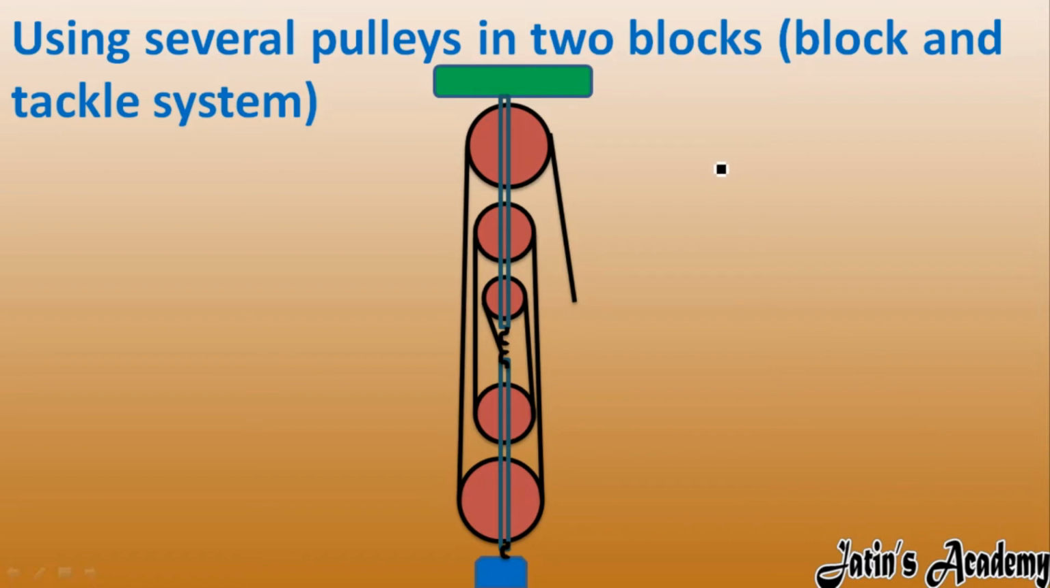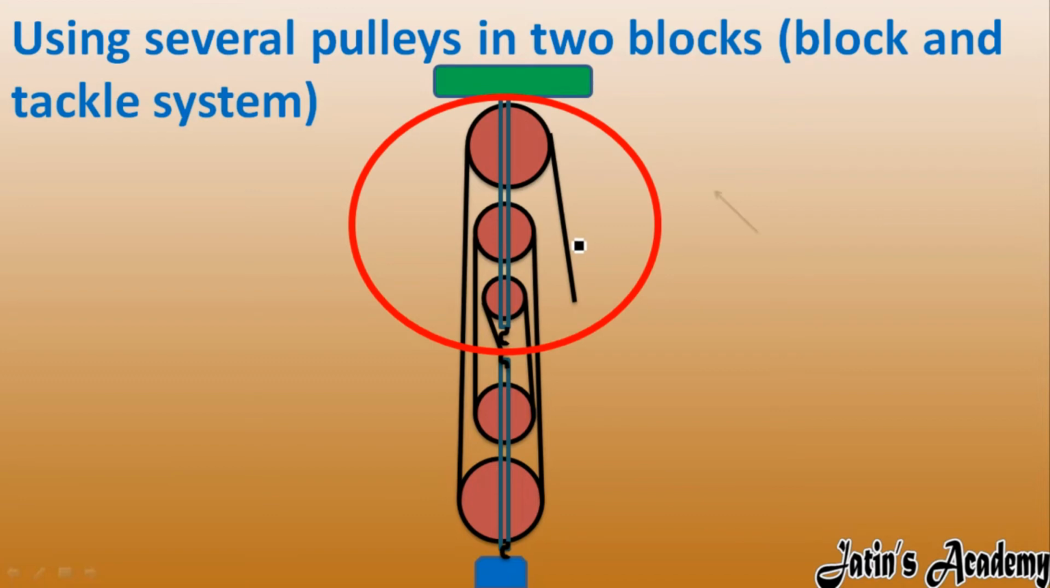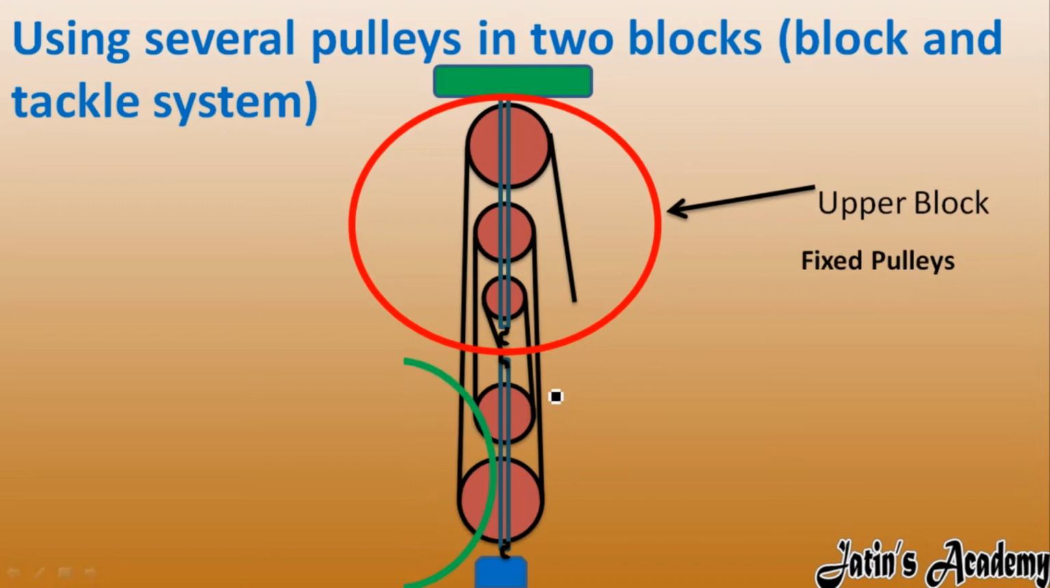Now what is the meaning of block and tackle system? In block and tackle system basically we have two blocks. This is our first block, which is made up of fixed pulleys, and this is our second block, which is made up of movable pulleys, meaning these pulleys can move up and down, but these pulleys are fixed and only rotating about their axis. This first block is also called the upper block. This upper block contains fixed pulleys, and this is the lower block. In the lower block we have movable pulleys.